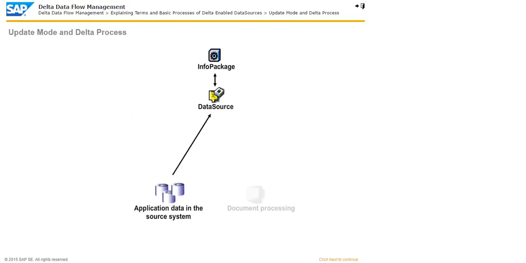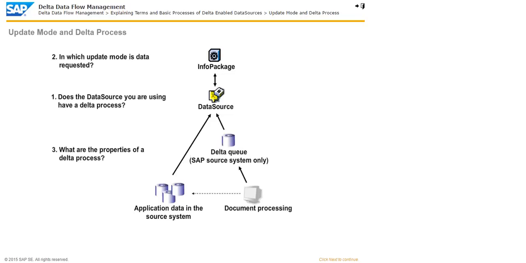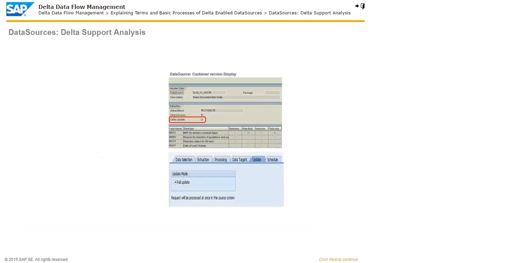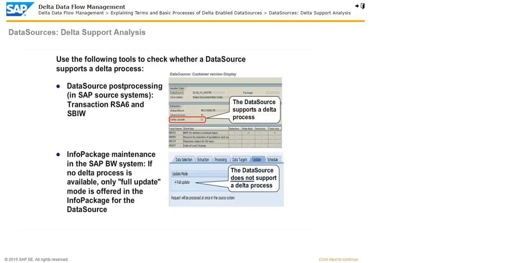If you want to implement a Delta process, the three fundamental questions in the figure need to be asked. The figures describe how you examine a data source to ascertain whether or not it can provide delta figures and how you determine the delta process.